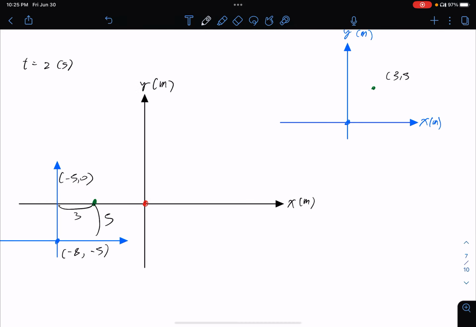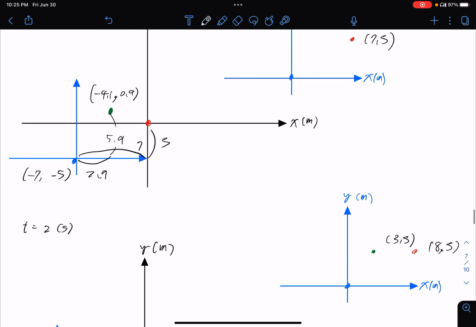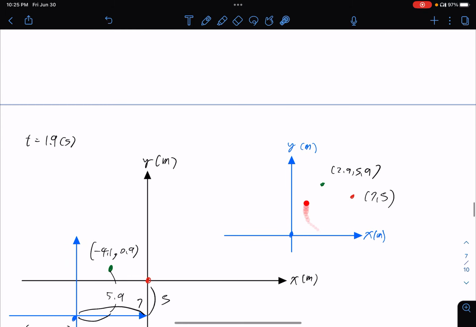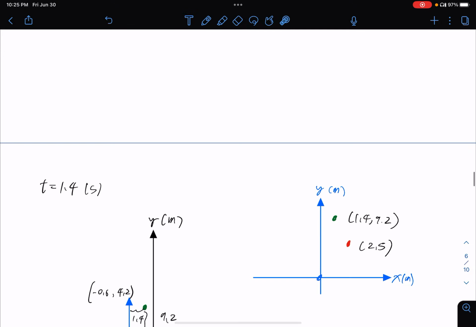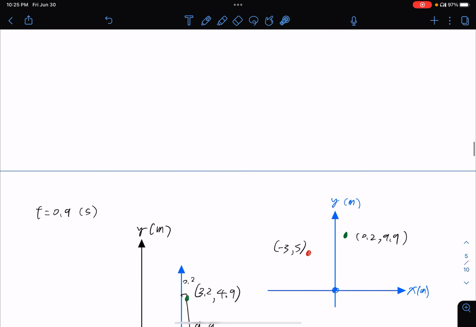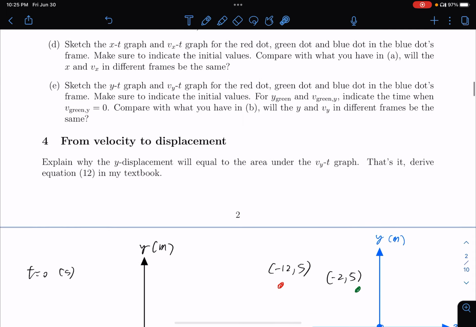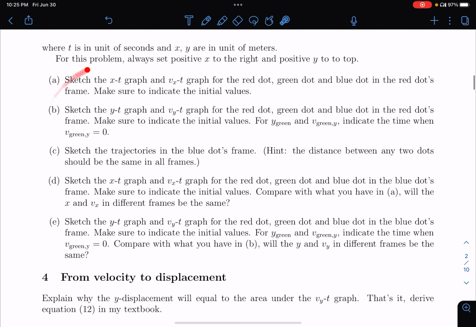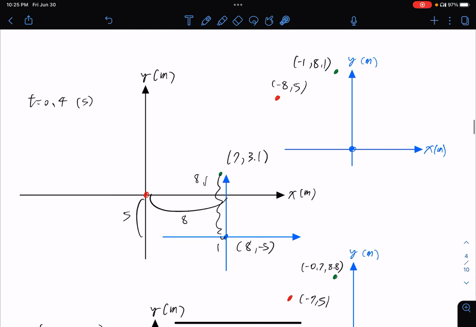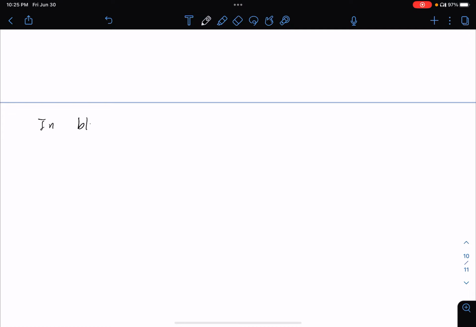And the red dot is at 8, 5. So it will be here. Good. So now we know at every state where the position of the green and red dot will be in the blue dot's frame. So for D and E, we just need to do the same thing again for A and B. So let me again summarize everything into a table, but in the blue dot's frame.